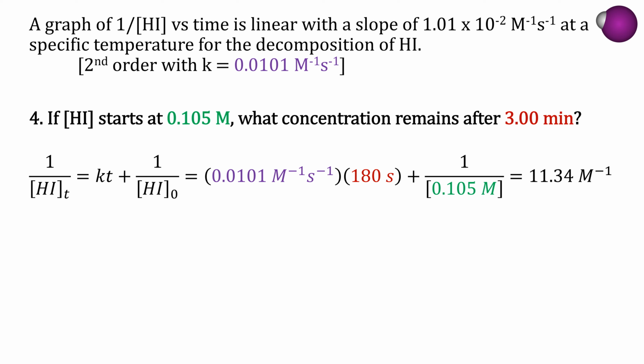My units of inverse molarity tell me that I'm not at my final answer yet. To get to my final answer, I will take the inverse of 11.34, and I will find that my HI concentration at time t, which is 3 minutes, is equal to 0.0882 molarity.